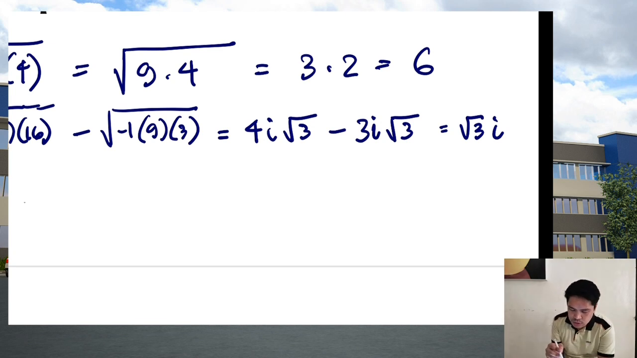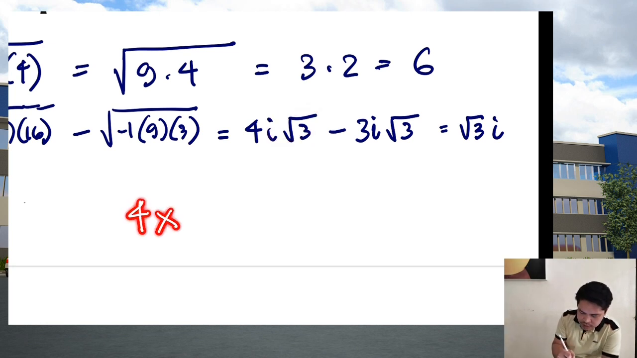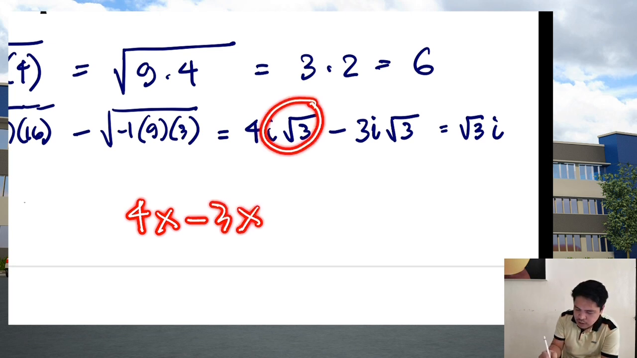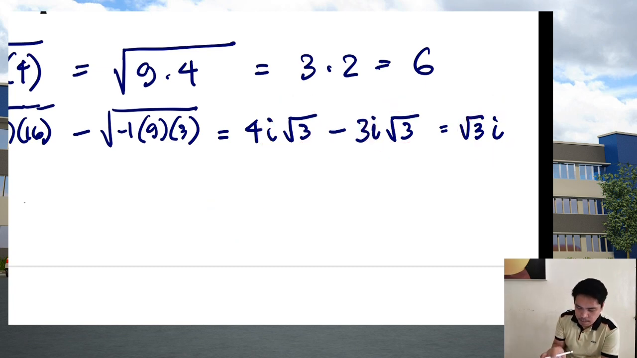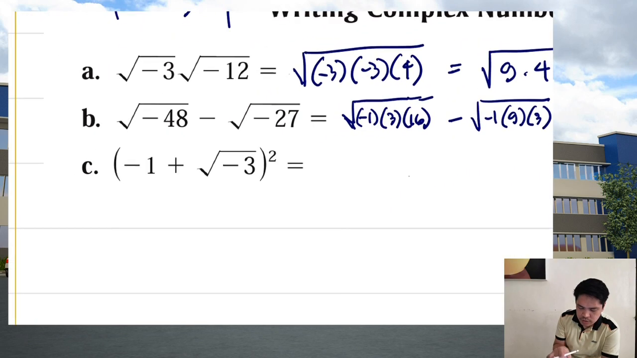Nakuha? You treat this as like a variable. Although it's not a variable, pero parang ano to, it's the same as 4x minus 3x. So we just treated this as like x. Diba? So 4x minus 3x is x. Ito yan. Okay? How about this one?